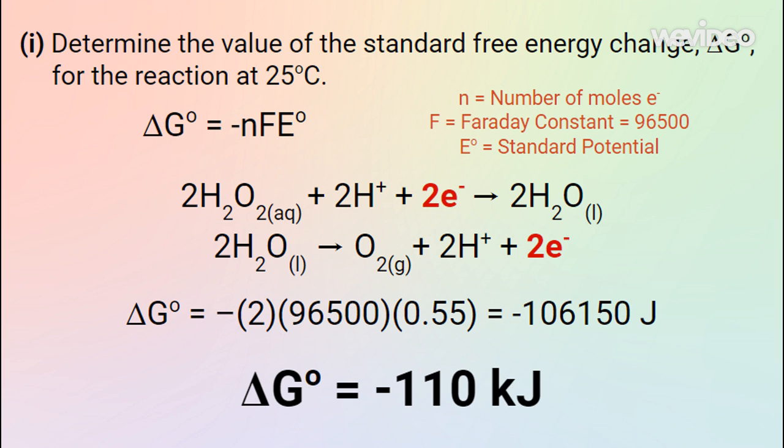To do this, we use the equation standard delta G equals negative number of moles of electrons times Faraday constant times standard potential. To find the value of n, we look at the half reaction equations and see that there are 2 electrons, therefore n is equal to 2. We then plug in the numbers into the equation and get standard delta G equals negative 2 times 96,500 times 0.55, and the standard delta G of the reaction is negative 110 kilojoules.